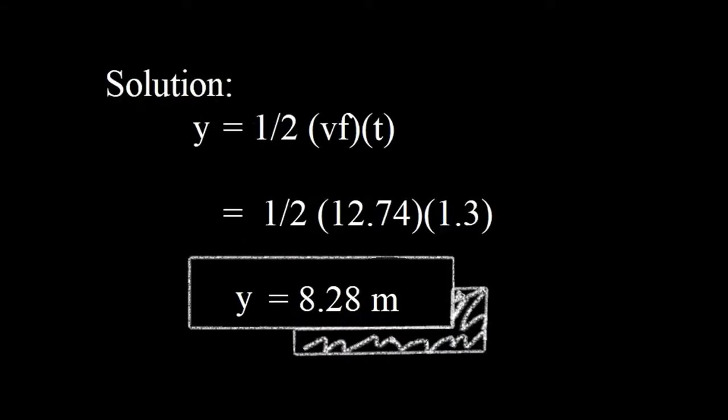Let's go on to our solution. y equals one half Vf times t. Substitute the variables with their values, and multiply Vf times t divided by 2. We then come up with the answer 8.28. Our answer then becomes y equals 8.28 meters.